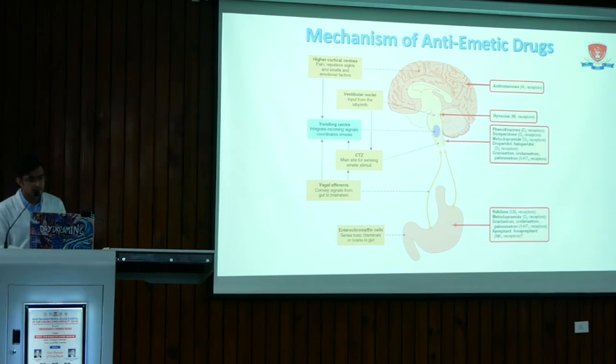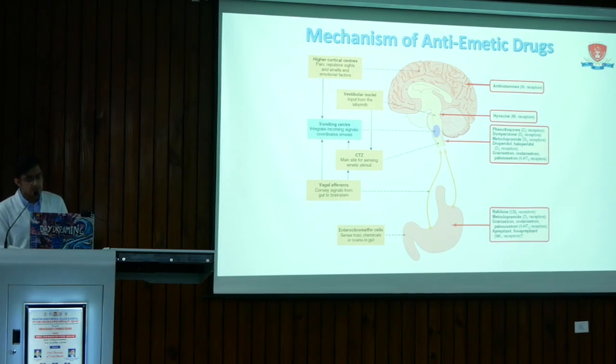Taking a look at the mechanism of the antiemetic drugs, there are four major pathways that are involved in the vomiting center of the brain, which is present in the medulla. The higher cortical centers, which include pain, repulsive sites, smells, and emotional factors, are acted upon by antihistamines. The vestibular nuclei, which take in the input from the labyrinth, are acted upon by hyoscine or M1 receptors.